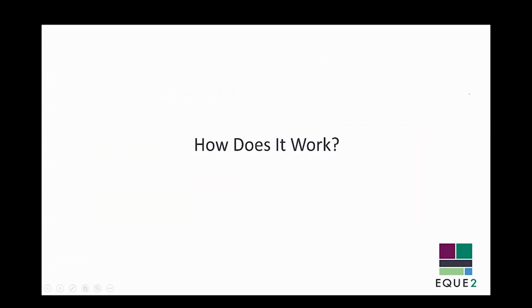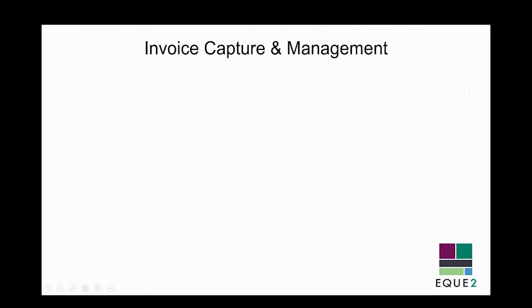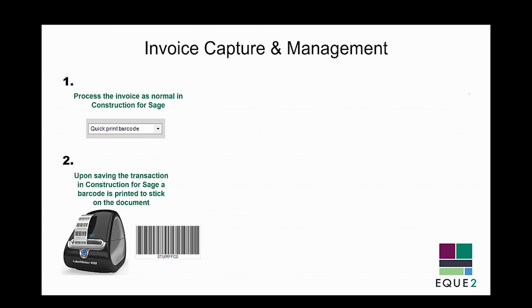So really, just to summarize that process, it really is a very quick 3-step process. Number 1, you process your transaction as normal within the Construction for Sage software. Number 2, when you save that transaction, a barcode is printed on a barcode label printer which just sits on your desk. You can take that barcode label and stick it to the invoice document. Now you leave that invoice document to the side and come back to it later on, and you just continue that process, processing your transactions, sticking the barcode to the document and leaving it to the side in a pile that you'll come back to later on.